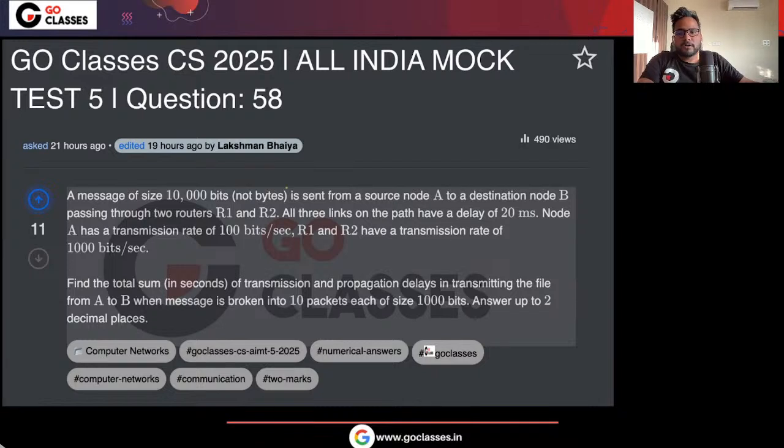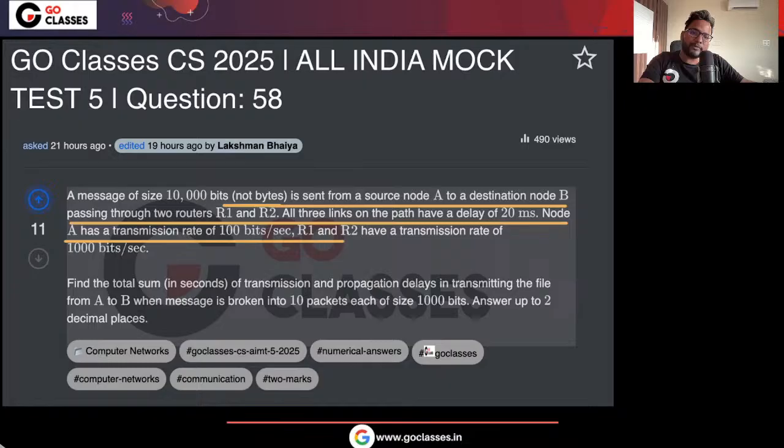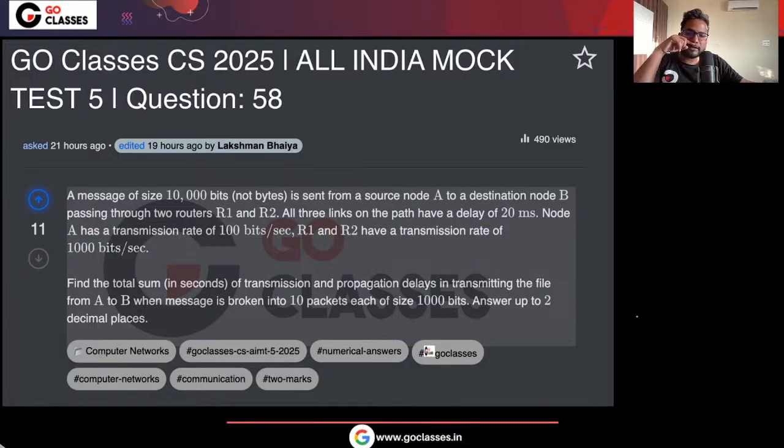Okay. Now let's just solve this question. So in this question, they are saying a message of size 10,000 bits, not bytes. I mean, we have written it, otherwise it's not required to write it. They are saying it is sent from A to destination B, passing through two routers R1 and R2. All three links on the path have a delay of 20 millisecond. Propagation delay is given. A has one transmission rate and B has some other transmission rate, so the transmission rates are different.